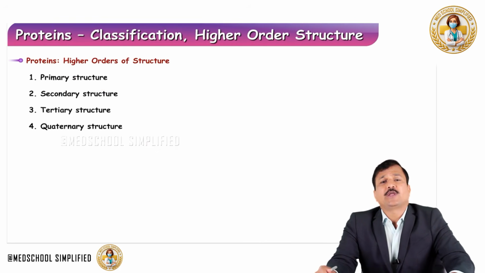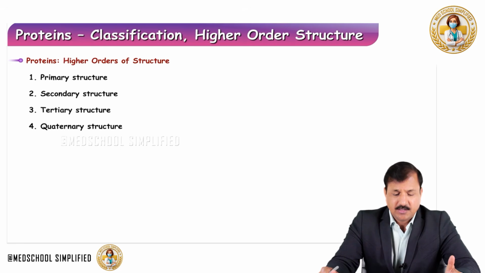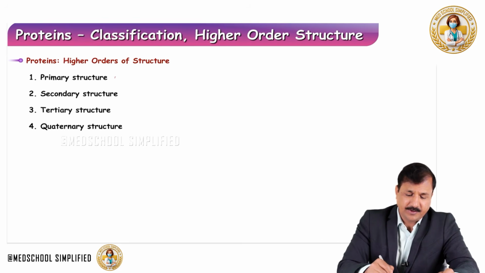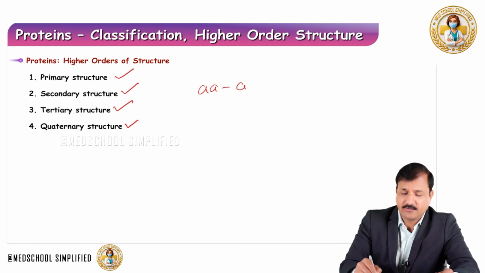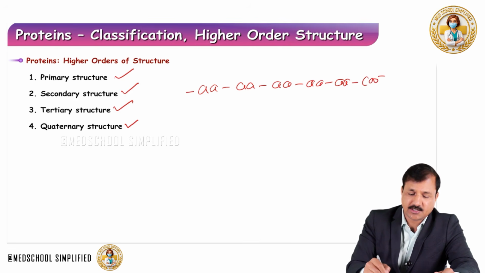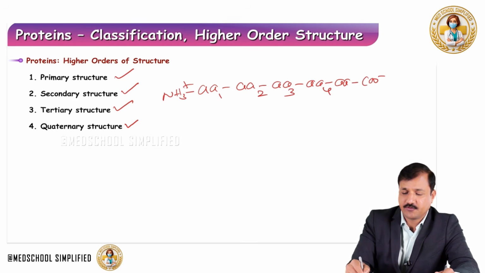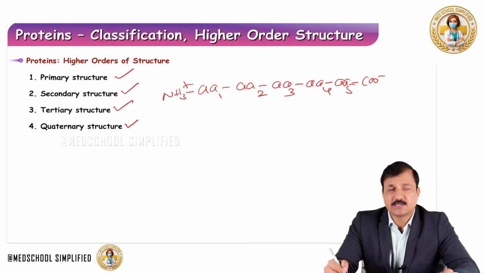Okay. Coming to proteins' higher order structure. Now, the proteins can be classified based on their structural organization into primary, secondary, tertiary, and quaternary. Okay, so primary structure is nothing but a sequence of amino acids joined with one another by a peptide bond. So, simple primary structure I am writing here. It is amino acid 1, amino acid 2, amino acid 3, amino acid 4, 5. All these amino acids are joined with one another by a peptide bond. That type of arrangement is called primary structure.